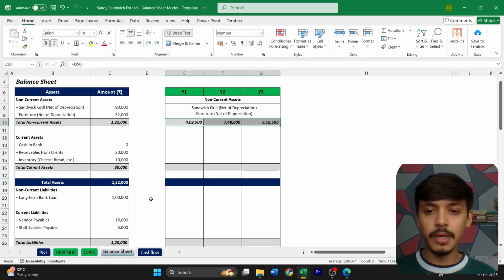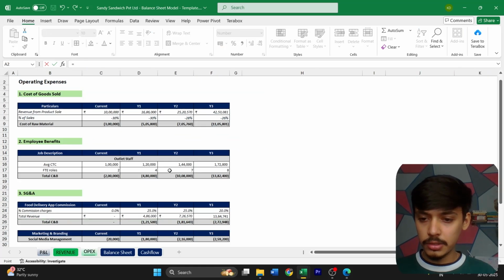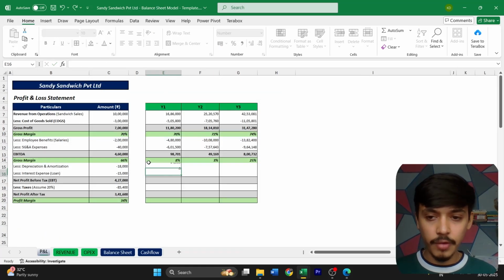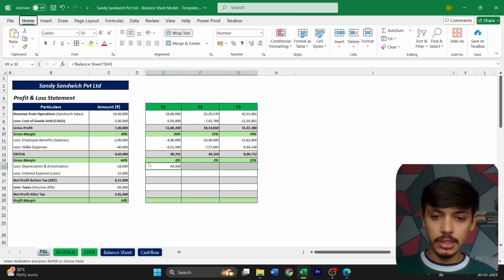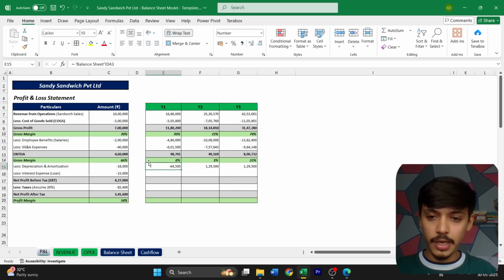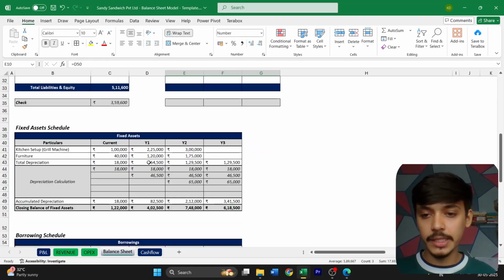We will go on to the P&L statement and add our depreciation amount. For year 1 it is taken from the fixed asset schedule as 64,500 and we will scale this to year 3. So this is negative, so we will just add a negative sign and paste it. Perfect. So we now have added depreciation and our fixed asset schedule.